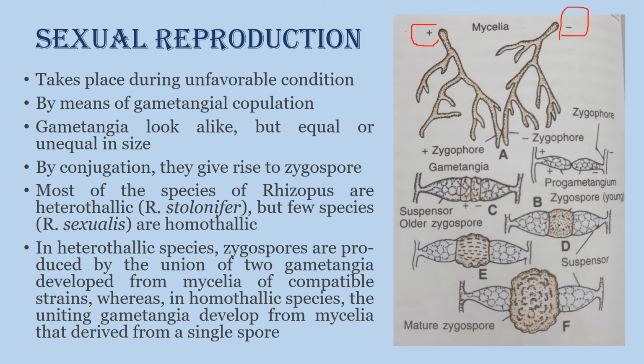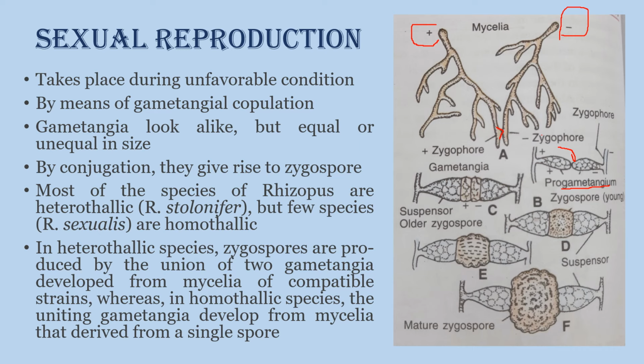So what happens is that in most of the heterothallic species, when a mycelium of the opposite strain is growing close enough, then only is there a slight protrusion of the mycelium. Here we see this slight protrusion of the mycelium, and this protrusion is called the progametangia. This type of protrusion occurs only when the opposite strain of mycelium is present.